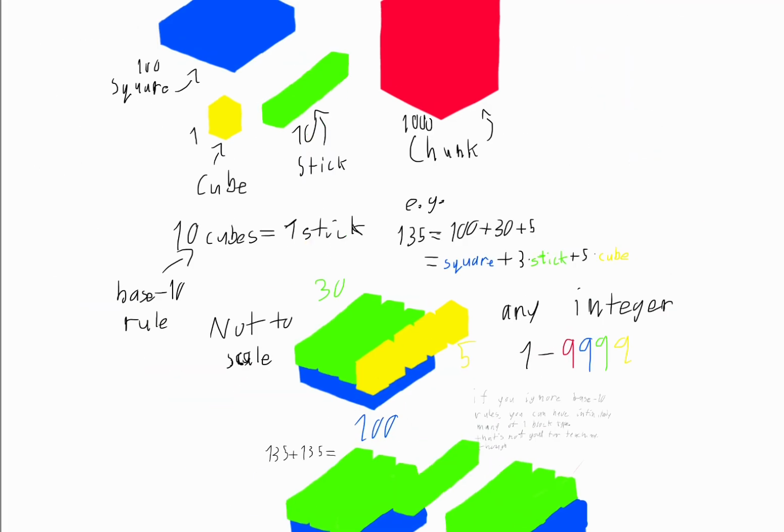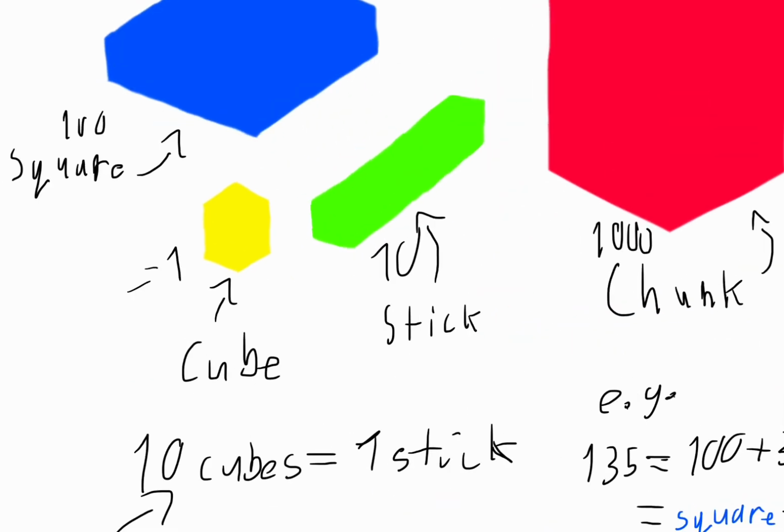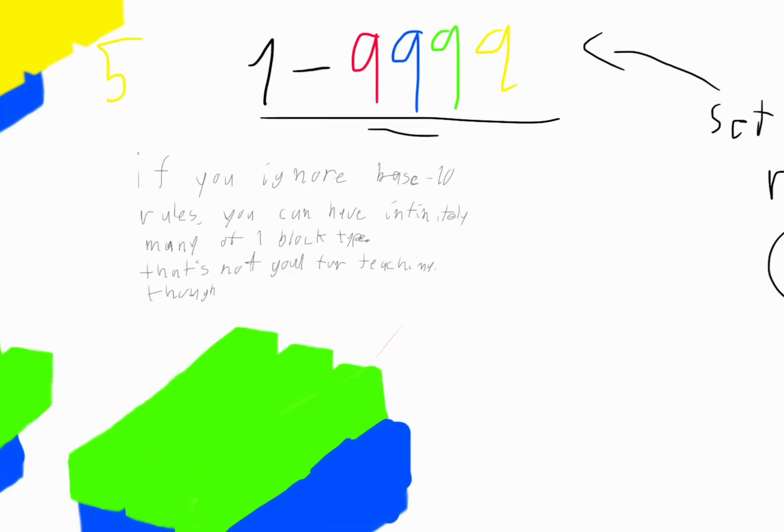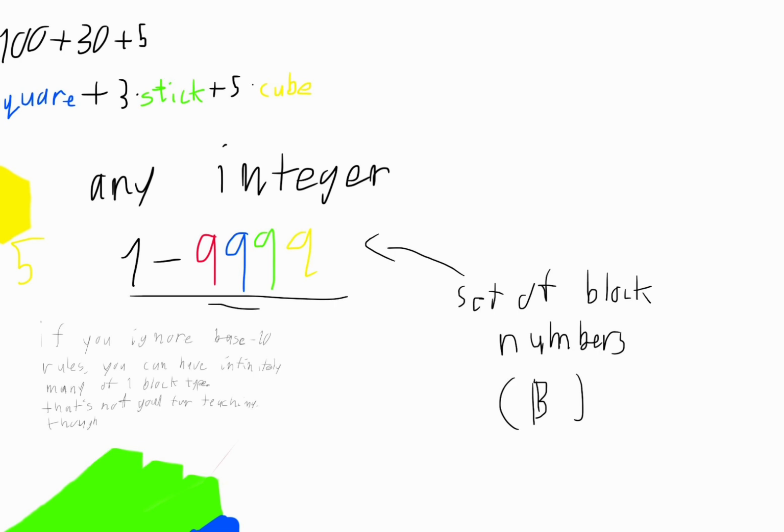Let's say a block with n cubes is a block of size n, and the set of block numbers is the set of numbers that can be represented with the current amount of blocks. The Dienes blocks have block numbers from 1 to 9,999.